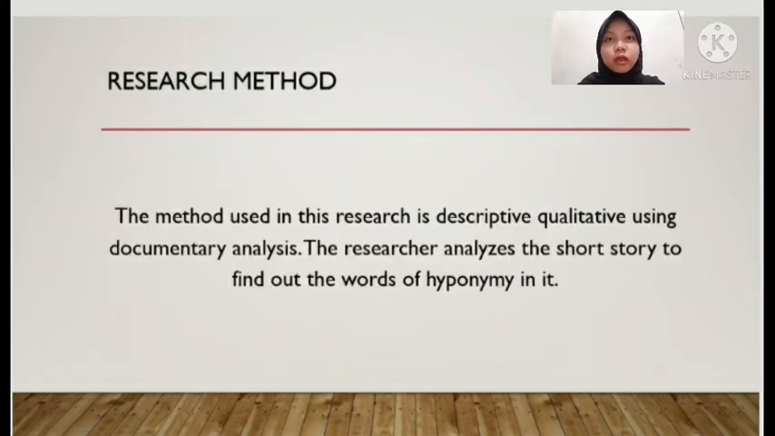And for the research methods, the method used in this research is descriptive qualitative using documentary analysis. The researcher analyzed the short story to find out the words of hyponymy in it.